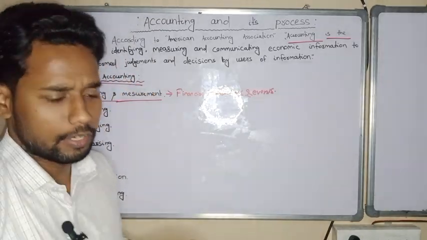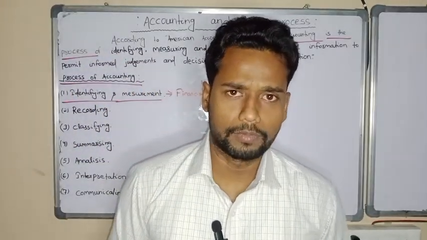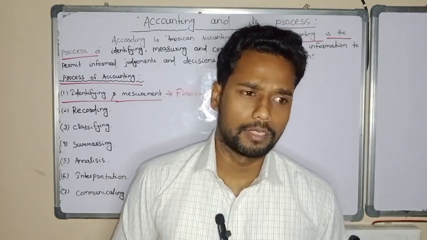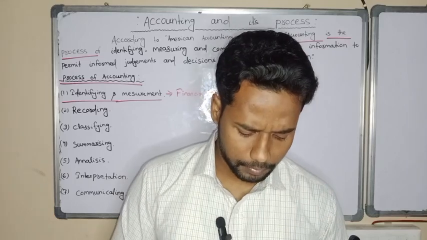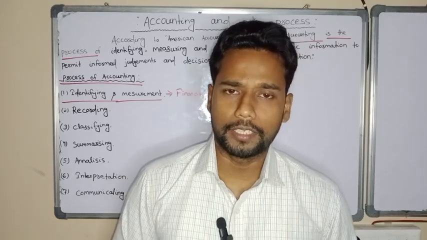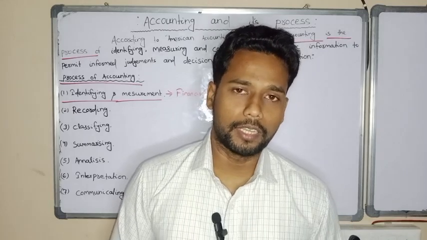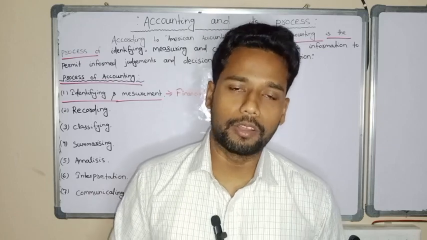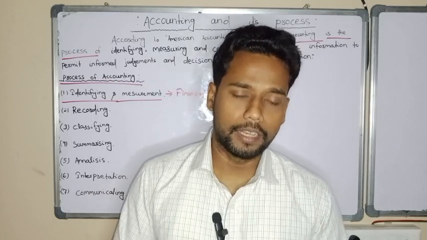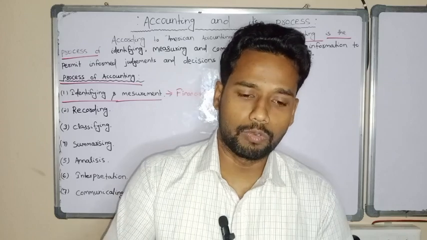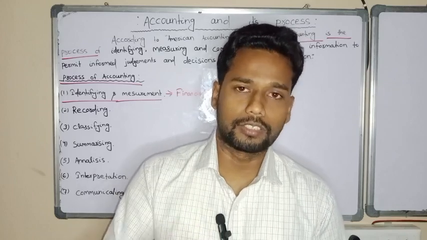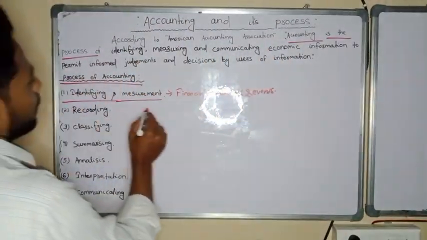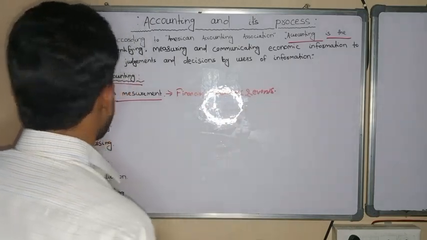So what is a transaction and an event? We have to identify that and measure that. This is the first step of accounting. Transaction means exchange, and events means a loss or profit, a gain or expenses. These are the events of business. And transaction means in exchange what we are giving, in exchange what we are accepting. The exchange is called transaction. So we have to identify financial transactions and events.